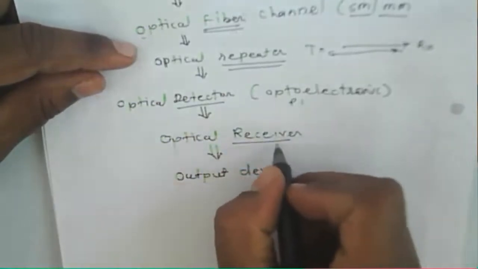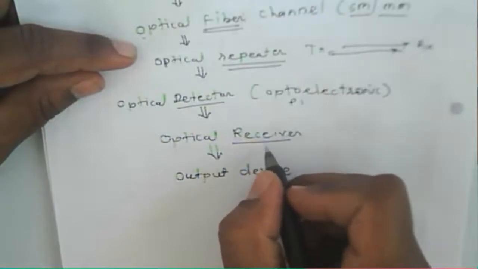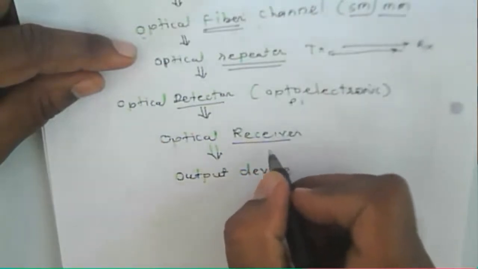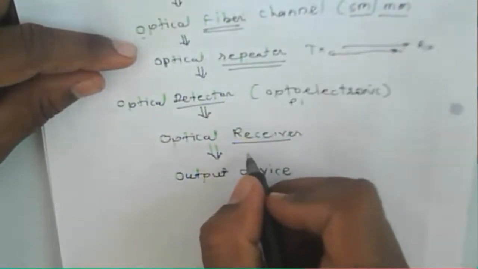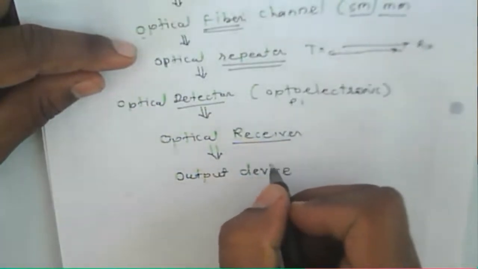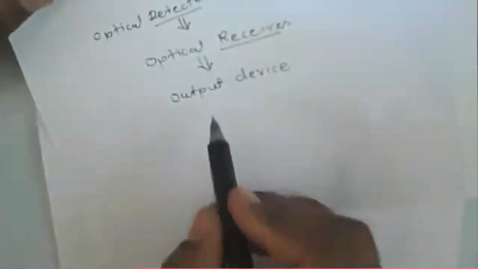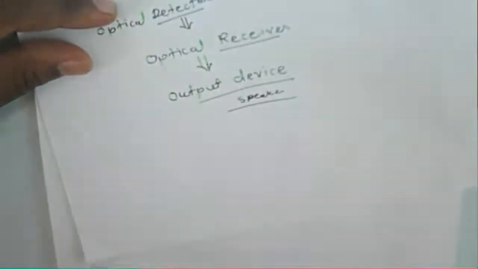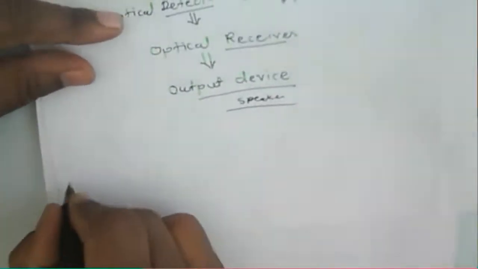Then that electrical signal will be demodulated, and the conversion takes place to the output device. Suppose our signal is a speech signal, then your output device will be a speaker. That is about your output device.